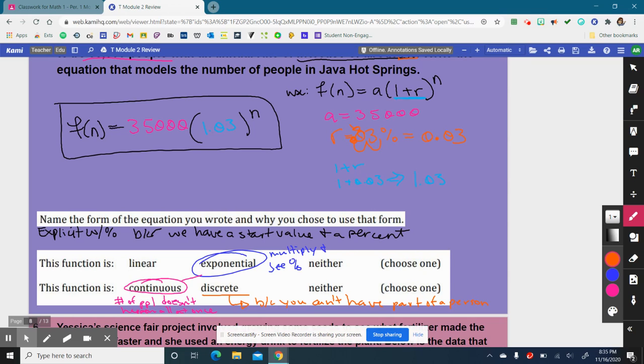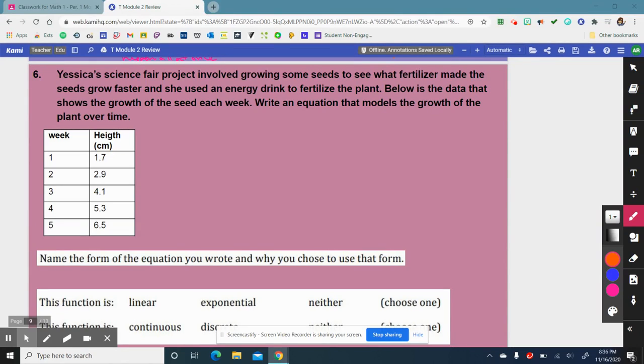All right, next problem. Last word problem, example 6. Jessica's science fair project involved growing some seeds to see what fertilizer made the seeds grow faster, and she used an energy drink to fertilize the plants. Gross. Below is the data that shows the growth of the seed each week. Write an equation that models the growth of the plant over time.